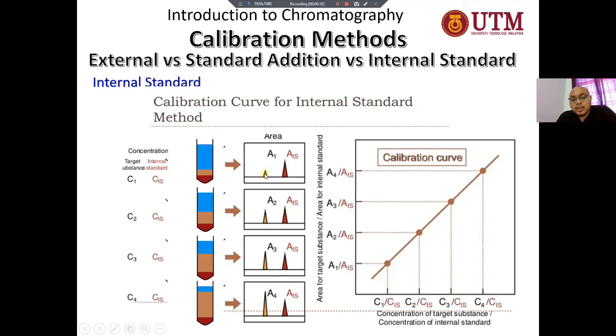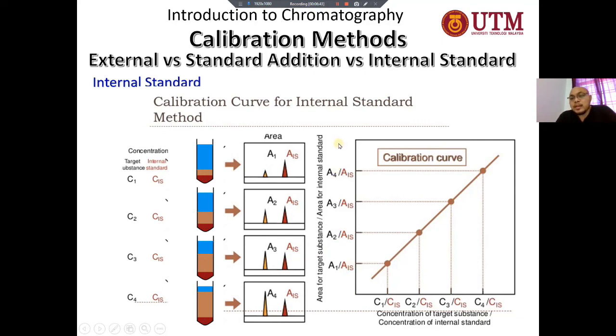Here, the area of the standard. You need to determine the area of the standard, and then you need to get the ratio. How to get the ratio? Just the area of the analyte divided by the area of the internal standard. For example, 1 over 2, 2 over 2, 3 over 2, 5 over 2. Okay, then you put it in your calibration.